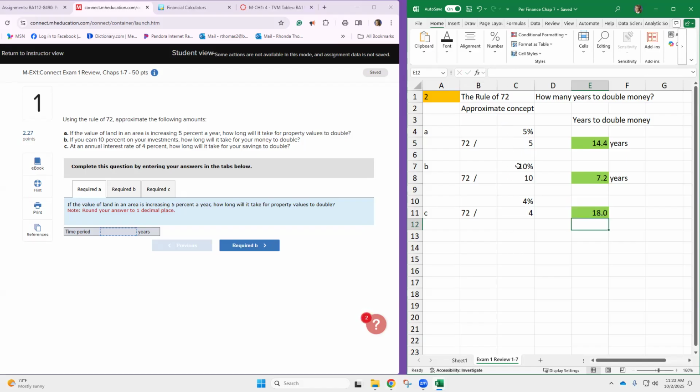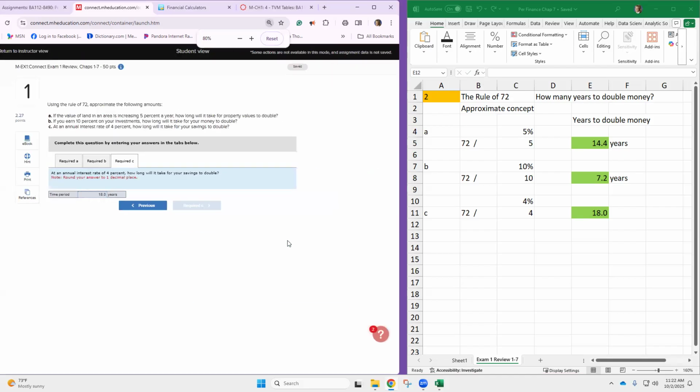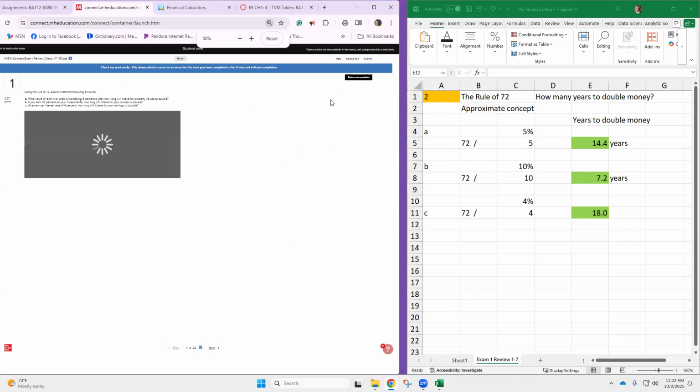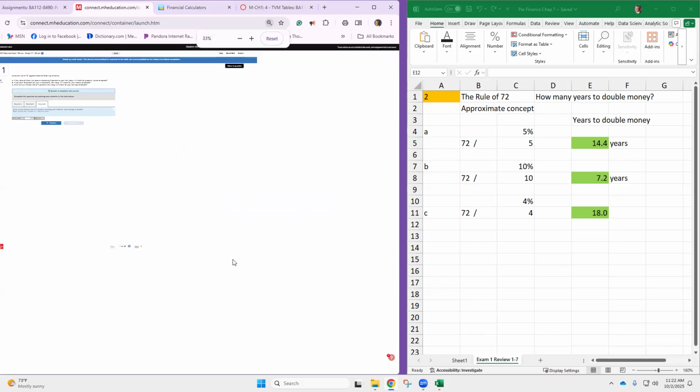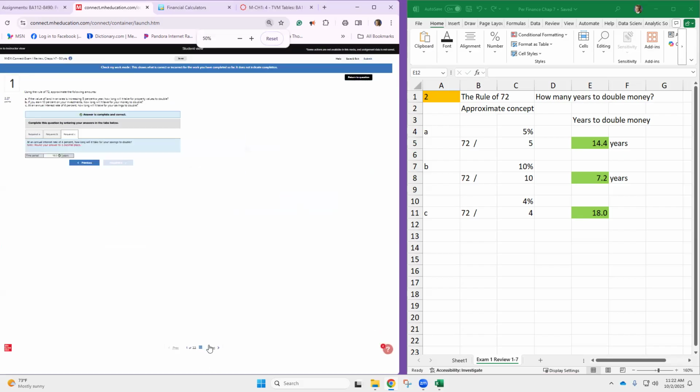Once again, the largest rate is the smallest amount of time. So my first one is 14.4. My middle one is 7.2, and my last one is 18 years. Whoa, to double the money. Wow, seems like a long time. Okay, so I think we have it. I'm going to check my work and go to the next one.